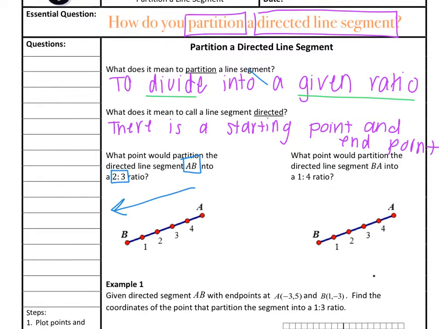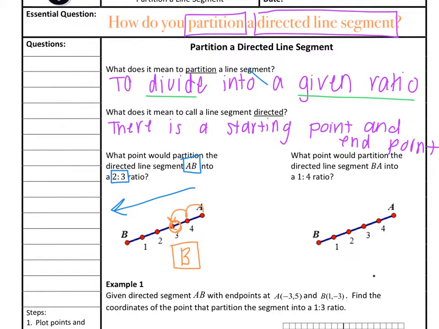So we want to divide this into a 2:3 ratio. So if you take a look here, our segment's already split into 5 parts. 1, 2, 3, 4, 5 parts. I want to be 2 parts away from A, because that was my starting point, 3 away from B. So I'm simply just going to start at A. I'm going to go 2 spots. 1, 2. Here's my point. I'm 2 points away from A. I'm 3 points away from B. So what point? It'd be point B.